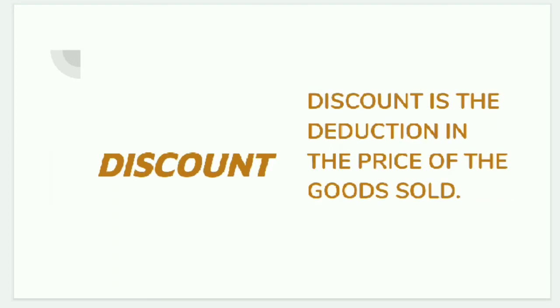Next, you see discount. We all know discount. What is it? Deduction in the price of goods sold is termed as discount. It is often heard, no? Let's buy one mobile. Amazon is giving 20% discount. Means what? They are reducing their price. Actual price reduction is discount.